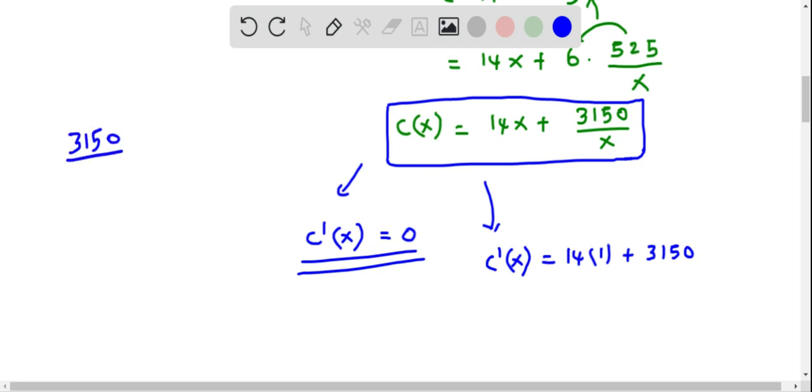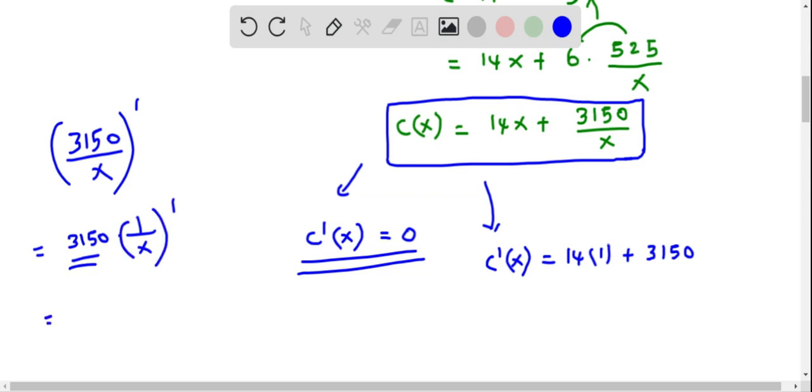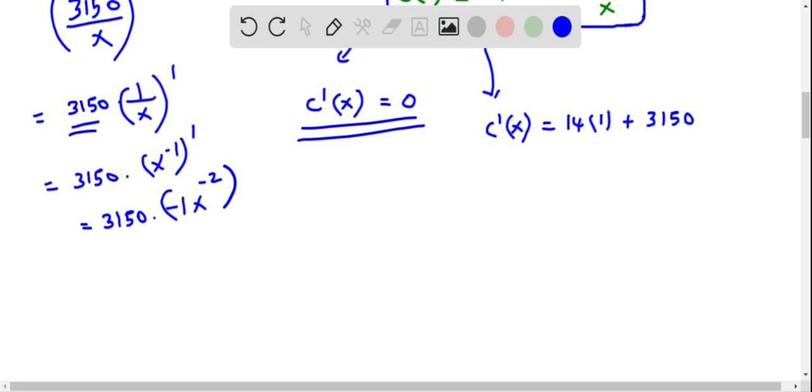the derivative of 3150 over X, and we can rewrite this as 3150 times the derivative of 1 over X. Because 3150 is a constant, we keep it as it is. This 1 over X can be written as X raised to the power of negative 1, and we find its derivative. So we can apply the power rule now. It becomes negative 1 times X raised to the power of negative 2. So basically, this can be written as negative 1 over X squared. So it is 3150 times negative 1 over X squared, and this means we multiply this with the negative 1.